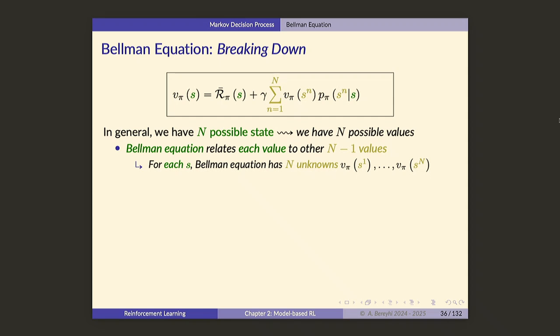V pi at S2, and it starts from 1. What is it? Times P pi of S1 given S1. What is the next term? Times S2.